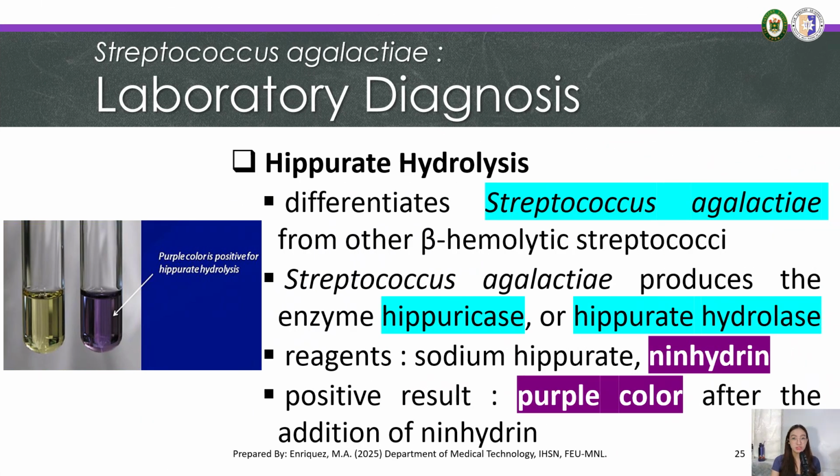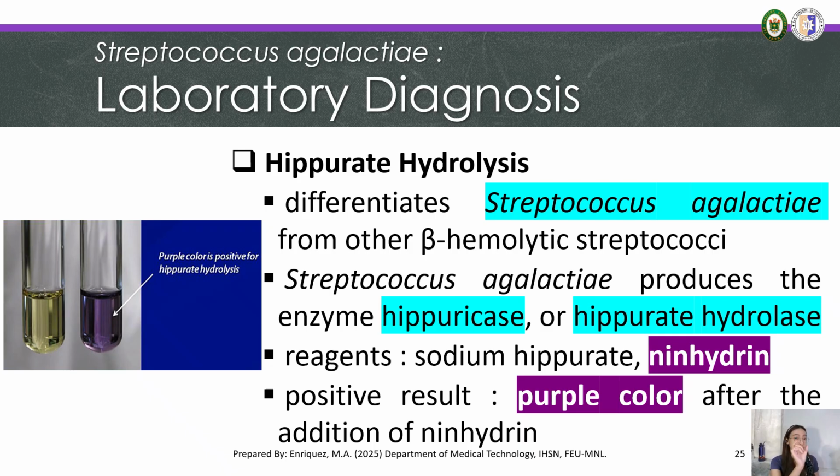Hippurate hydrolysis is also a very useful test to differentiate Strep agalactiae from other beta hemolytic strep. If the bacteria produces the enzyme hippuricase, then this can hydrolyze hippuric acid. Hippuric acid would become glycine and benzoic acid.